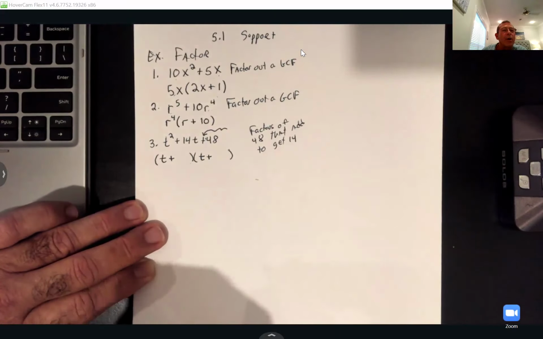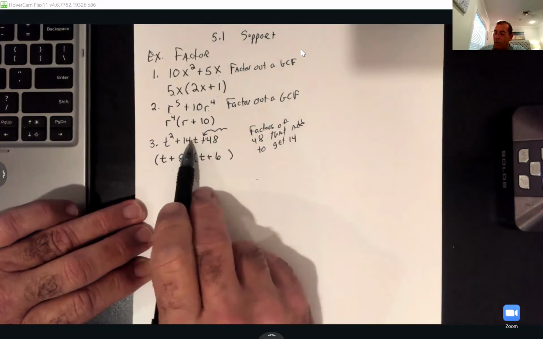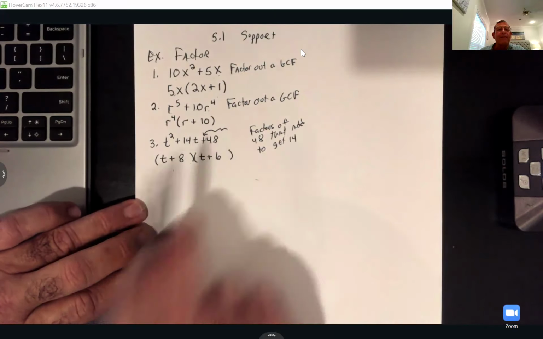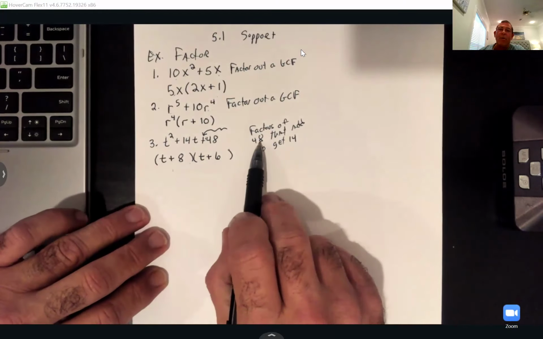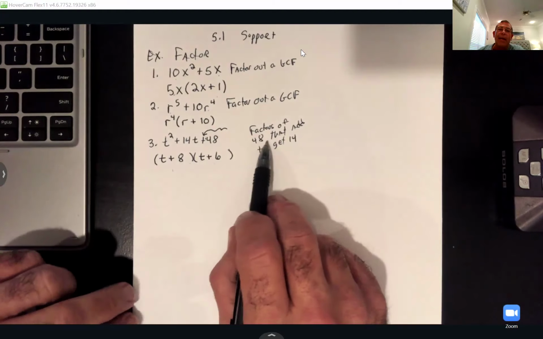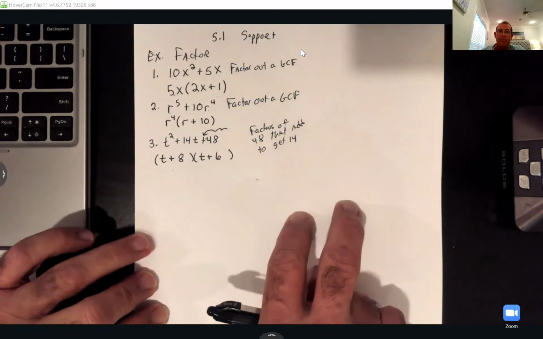And look, ooh, Samantha, you already got them, 8 and 6. 8 plus 6 is 14. 8 times 6 is 48. Good job. Now remember, if you didn't know the factors of 48, you can go to y equals and do 48 divided by x, and then look on your table. It'll give you all the numbers, okay?